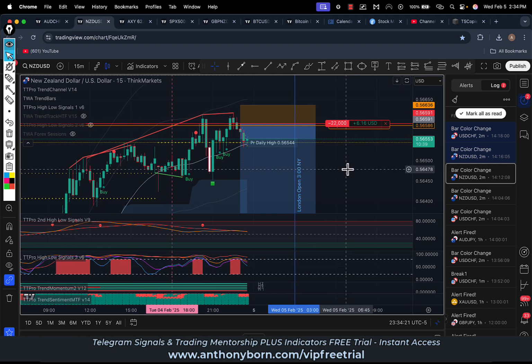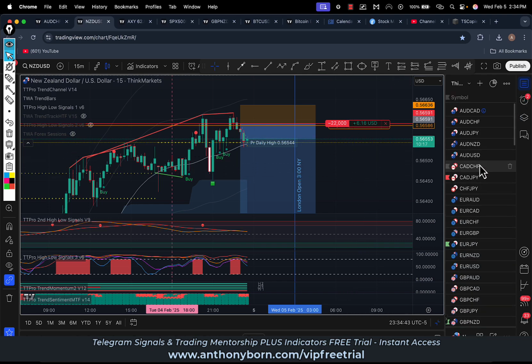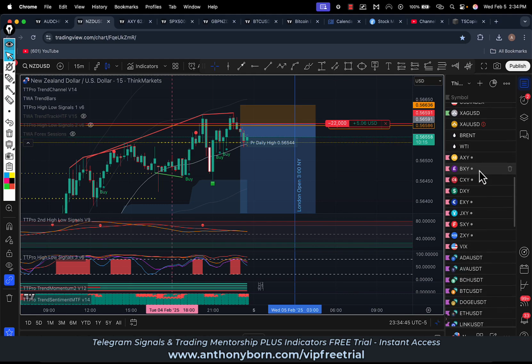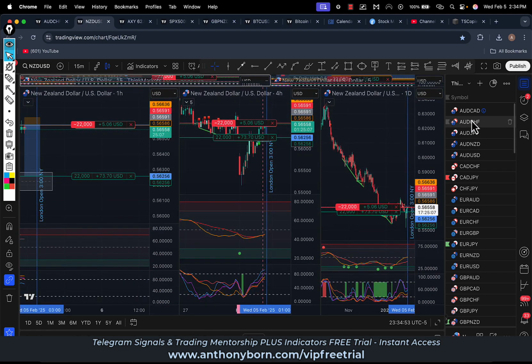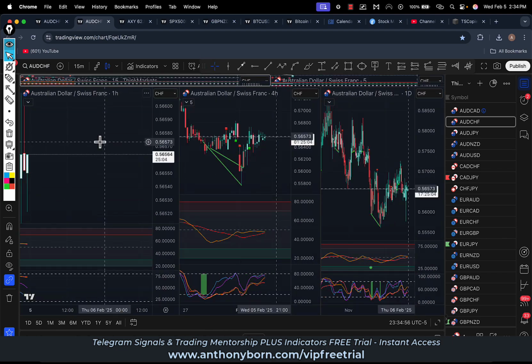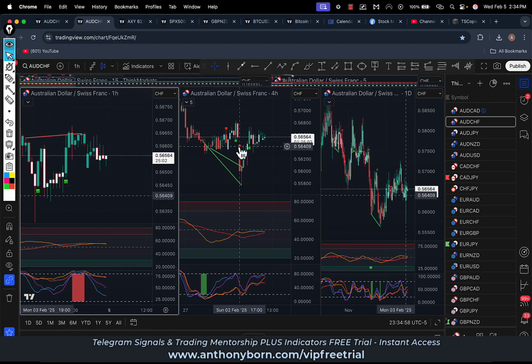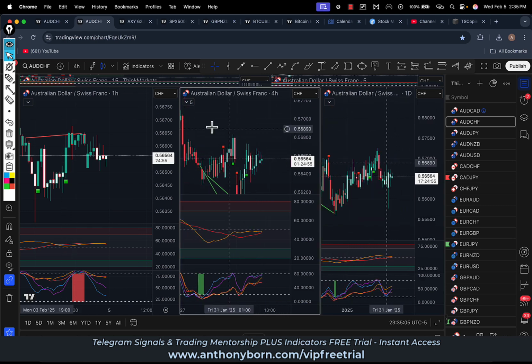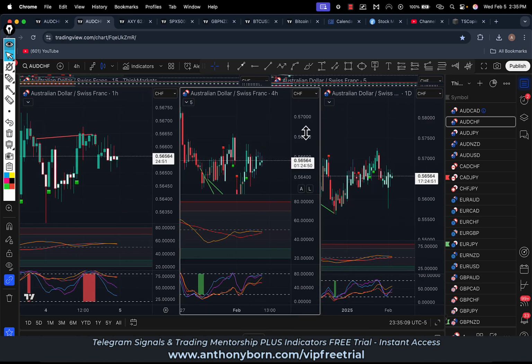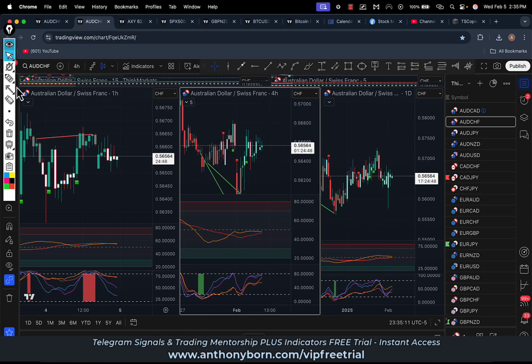Anyway, guys, that's a bit of a wrap on this one. This is the counter trend strategy. Before I wrap it up, let's just run through and see what some of these look like. I'm going to go back out and open up this 3 chart layout. Let's go to the Aussie Swiss, and I'll show you what we're doing with this daily, 4 hour, 1 hour counter trend. And we're looking for 2 things.